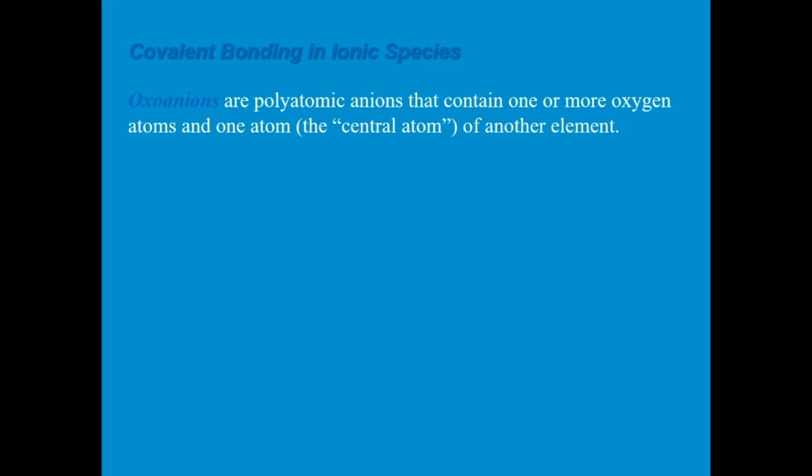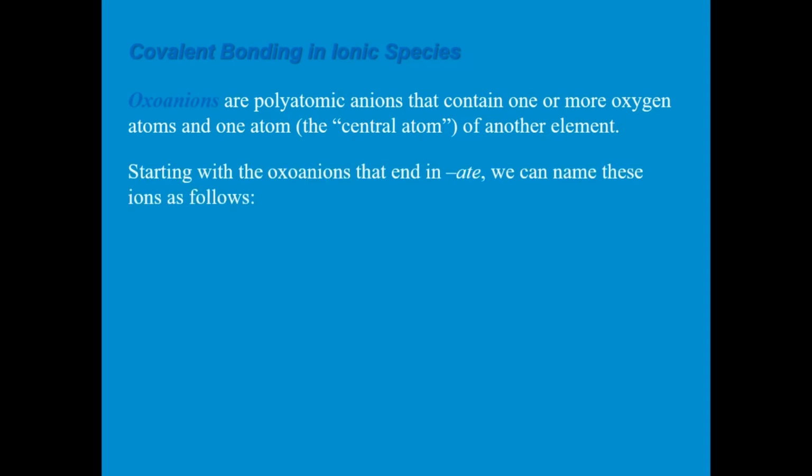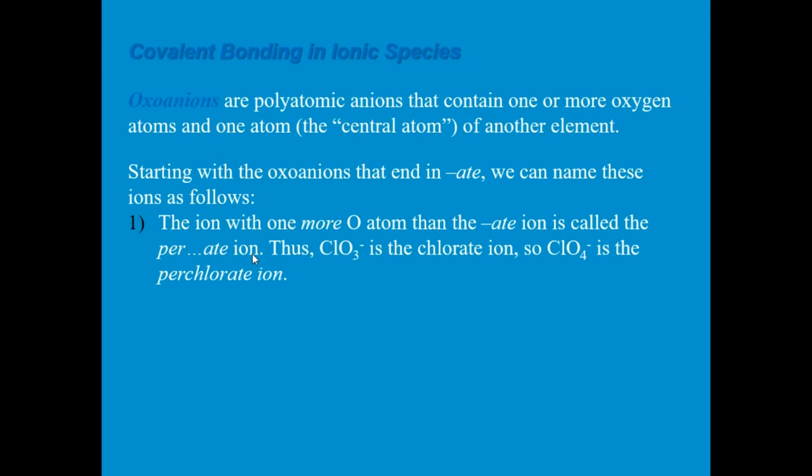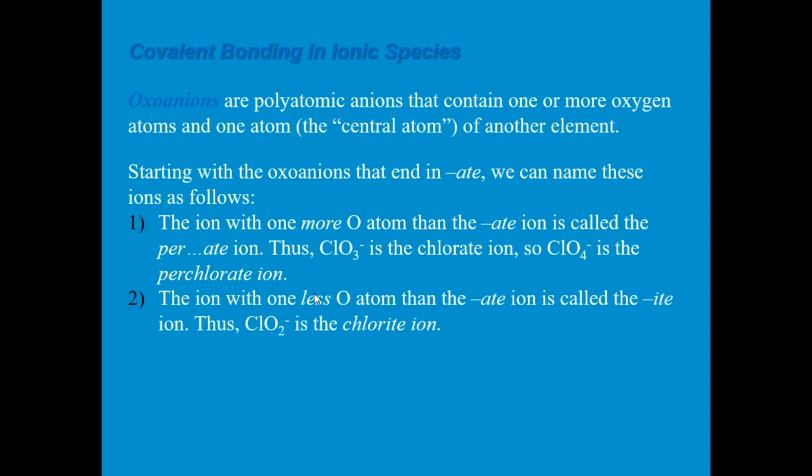Then you have oxyanions. They're polyatomic ions that contain 1 or more oxygens and 1 other atom. Oxyanions end in -ate. We can name these ions as follows. This may or may not help you. Let's see if it does. The ion with 1 more O atom than the -ate is called per-, so ClO3 is chlorate and ClO4 is perchlorate. The ion with 1 less O atom than the -ate ion is called the -ite, chlorite.